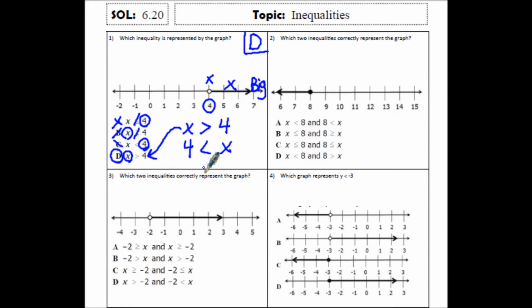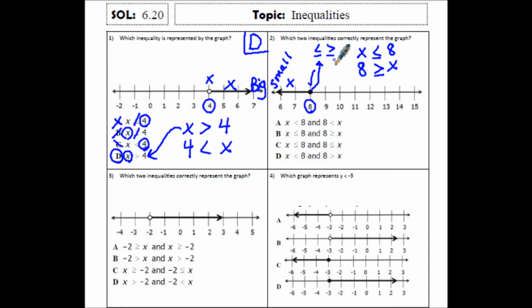And the first inequality that we wrote was the inequality that we see on choice D. So which two inequalities correctly represent this graph? So we're comparing 8 and x, or we're comparing x and 8. And x is going to be smaller than 8, and there is a solution at 8. So we're comparing x to 8 or 8 to x, and x is on the smaller side of 8, so we're going to have the smaller side of the inequality, and it's going to be equal because there is a solution at 8 here. So those are two possible inequalities that are written.